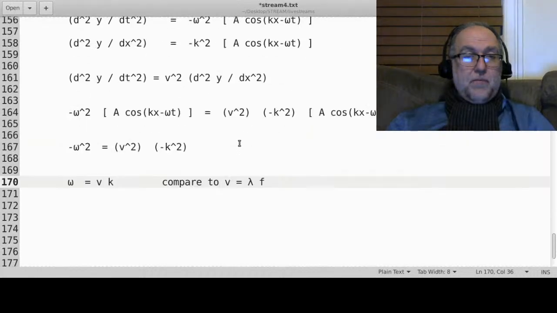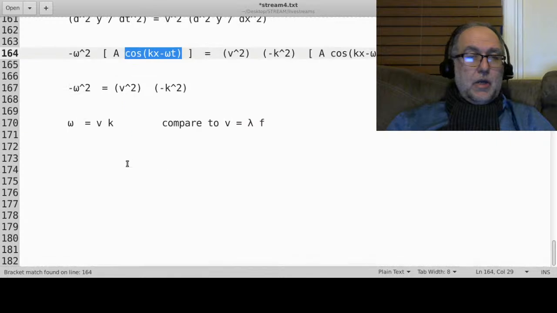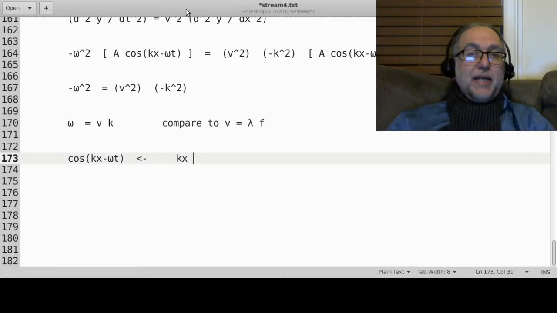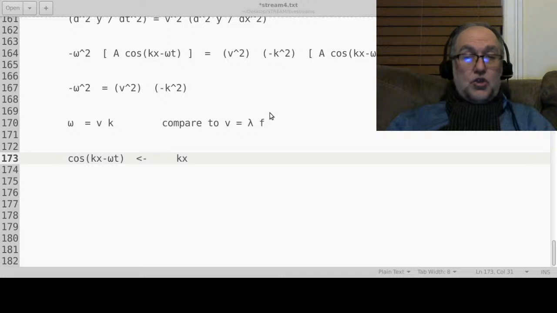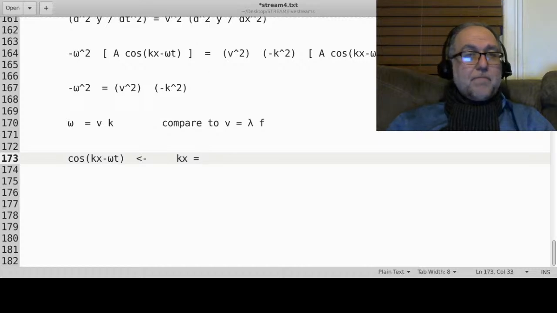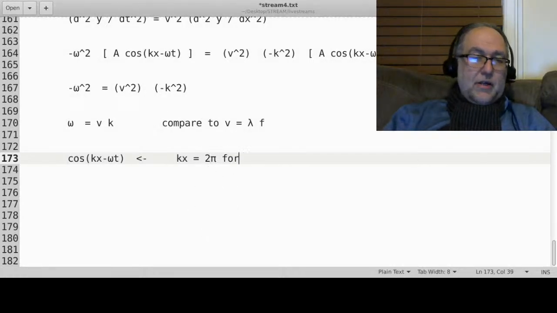If you go back to this form right here, we don't even need the A in front, which is just the amplitude. Notice that you have kx. That has to make one complete oscillation in 2 pi, because the cosine oscillates in 2 pi, so that's going to equal 2 pi for one cycle. I don't have a pi anywhere, do I? Let me grab a pi from my word processor. I have to cut and paste the Greek letters from my word processor into my text editor. There we go, 2 pi for one cycle.